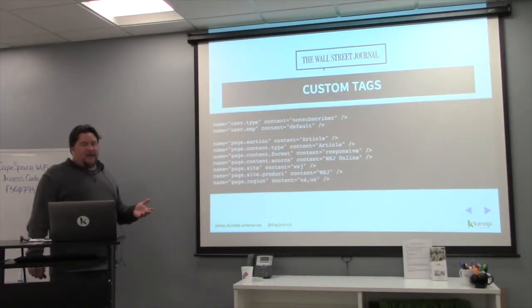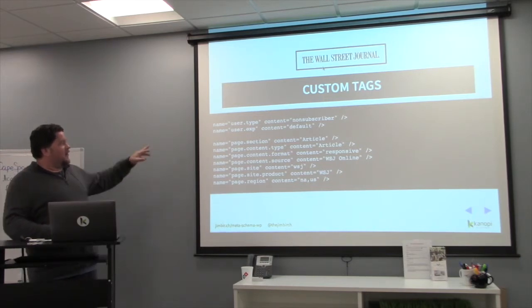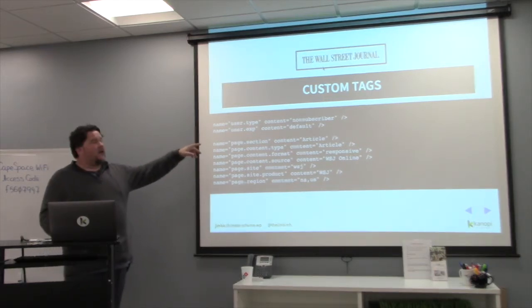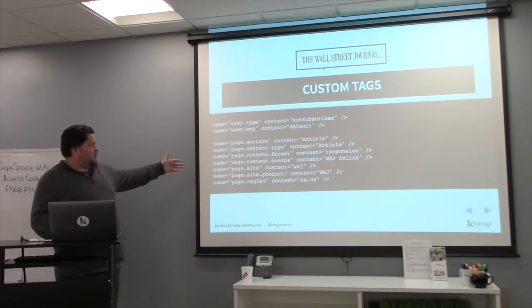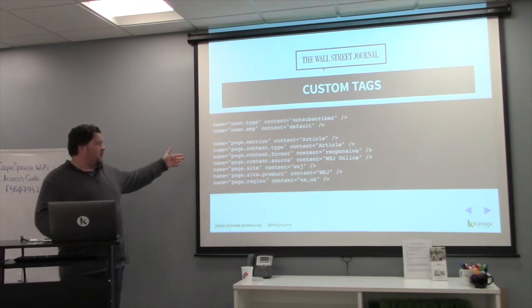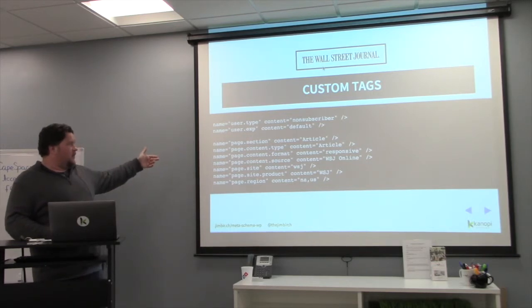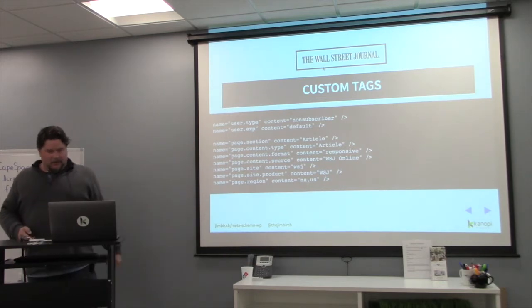And then some custom tags. I couldn't figure out where these were, but maybe their search engine or their sitemap builder or something is going to come in and consume these tags. So they have user type. I was a non-subscriber. User EXP default. And then this looks like some kind of sitemap structure, which section I was in, what content format I was in, which source. Maybe this is reporting back to their analytics. Who knows?